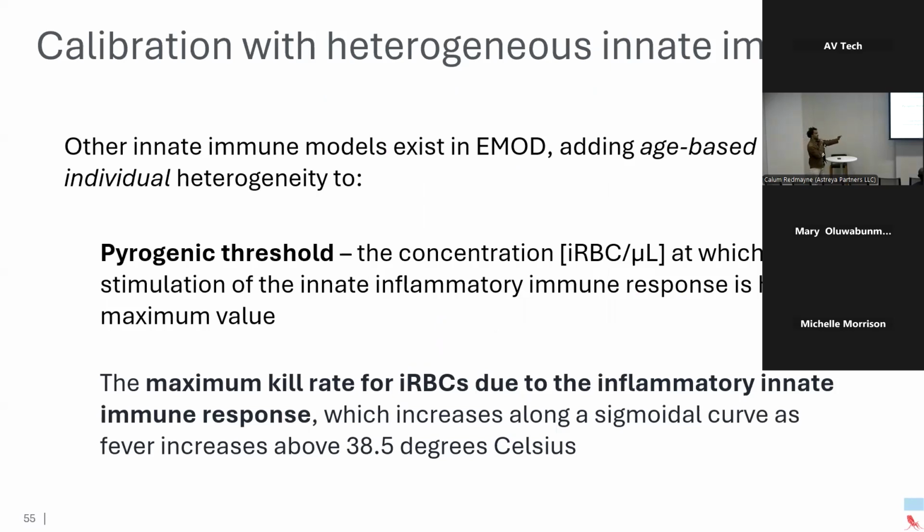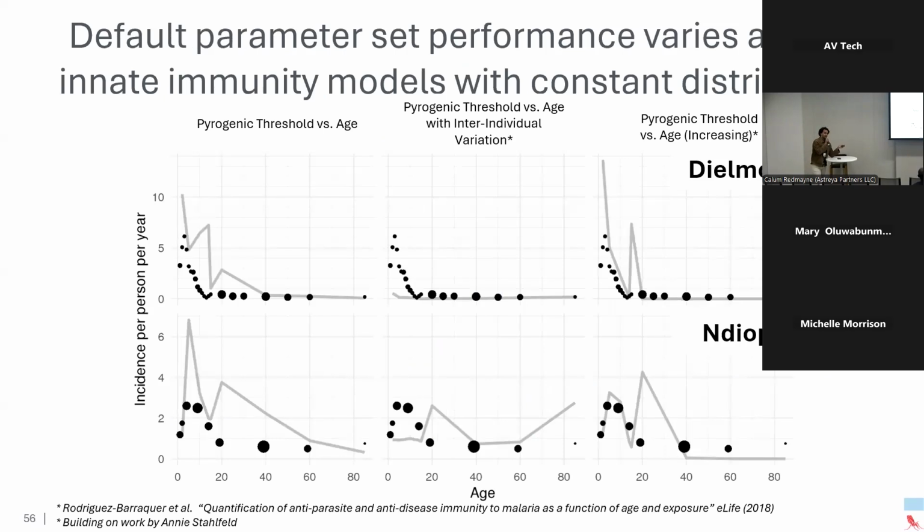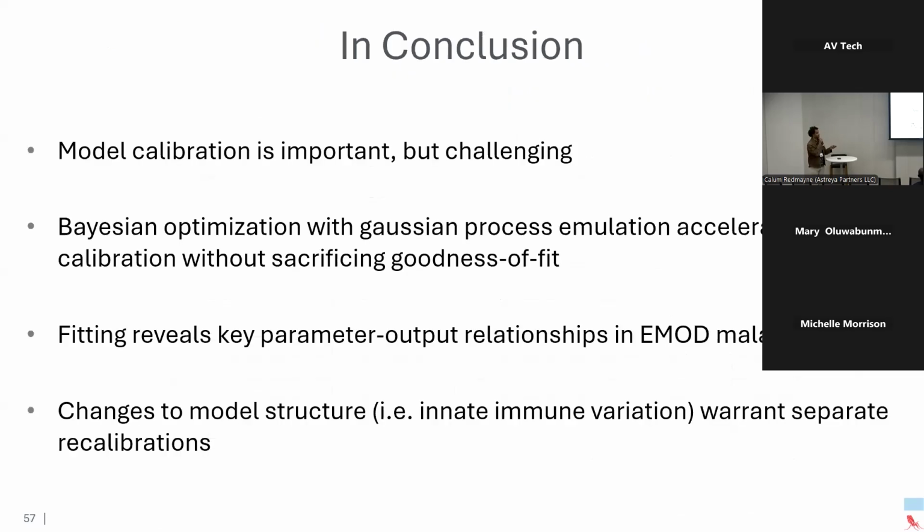So quickly, I'll just say that there are other models that exist in EMOD. You can add heterogeneity based on age or just inter-individual variation in the sort of threshold at which that immune response kicks in and the strength of that immune response in clearing parasites. And this, I don't want anyone to look at it for too long because it's definitely wonky, but the only point I'm really trying to make here is that using the parameter set from the prior calibration of EMOD gives you a wildly different result when you change this innate immune model. So if you sort of flip the switch on a setting that is there in the model, you might see changes that you weren't expecting.